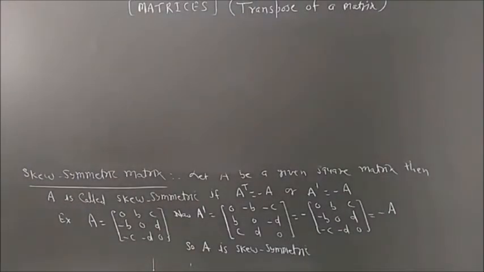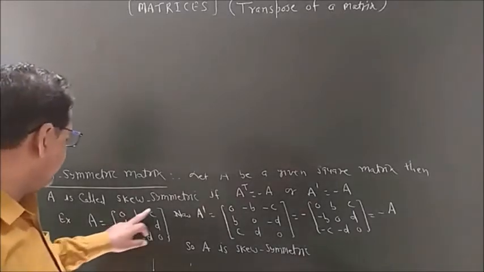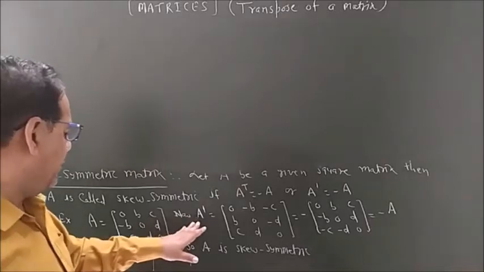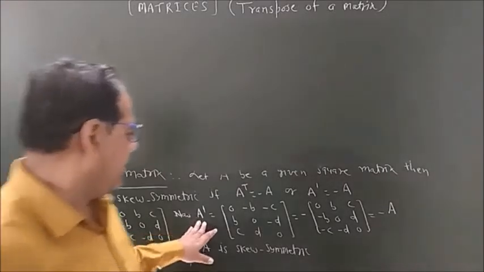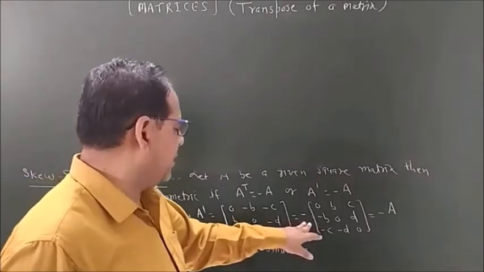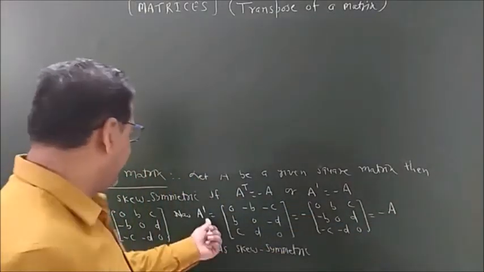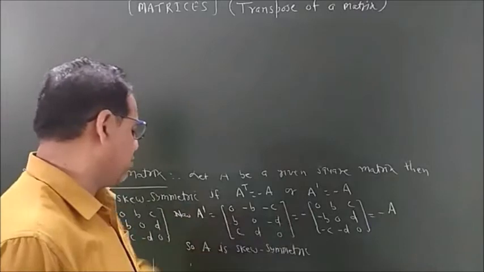So in skew symmetric matrix, in this example, we have A equal to [0, B, C; minus B, 0, D; minus C, minus D, 0]. We first find the transpose of A and take the minus sign. So we again have minus A. This shows that because A dash equals minus A, A is a skew symmetric matrix.